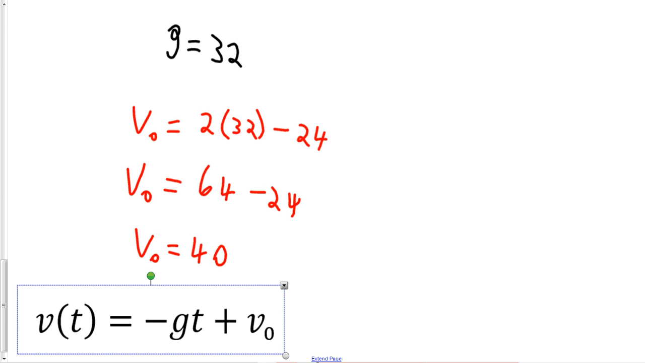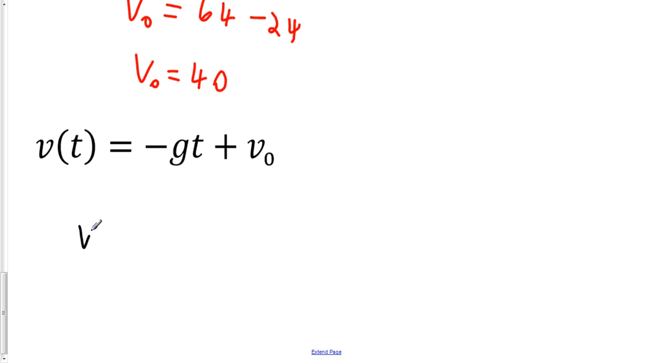All right, so let's see here. v of t then is equal to negative g, remember g was 32, times t plus v naught, which is 40. So here you have it. This is a model or an equation that relates the time that the object has been falling to its velocity at that certain time. If you wanted to figure out how fast it was going 5 seconds after it was launched, you just find the v of 5 and so forth.